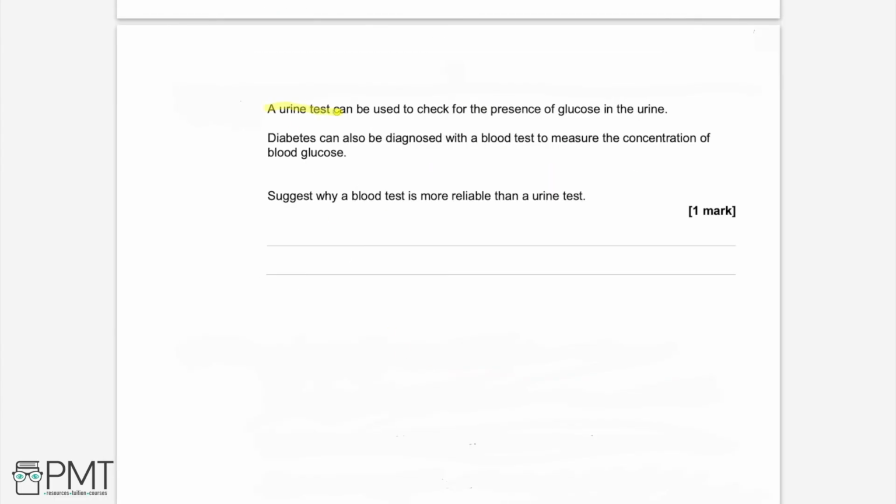A urine test can be used to check for the presence of glucose in the urine. Diabetes can also be diagnosed with a blood test to measure the concentration of blood glucose. Suggest why a blood test is more reliable than a urine test. Well, there are several reasons for this.